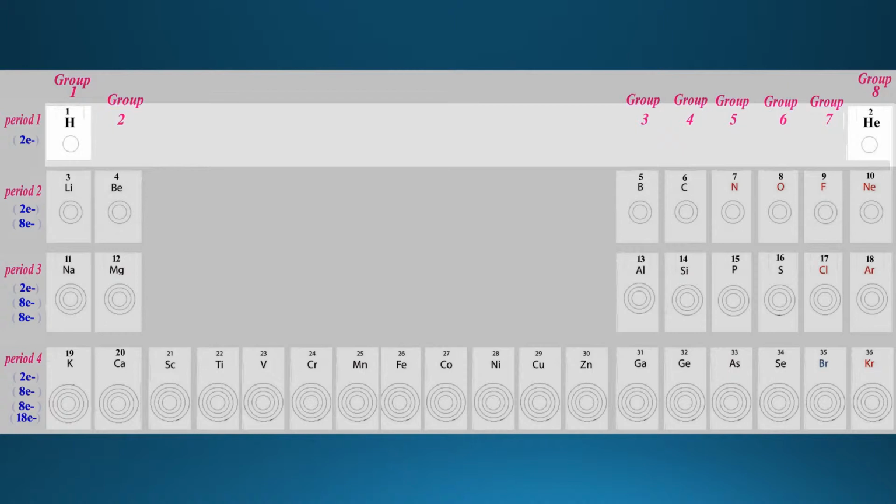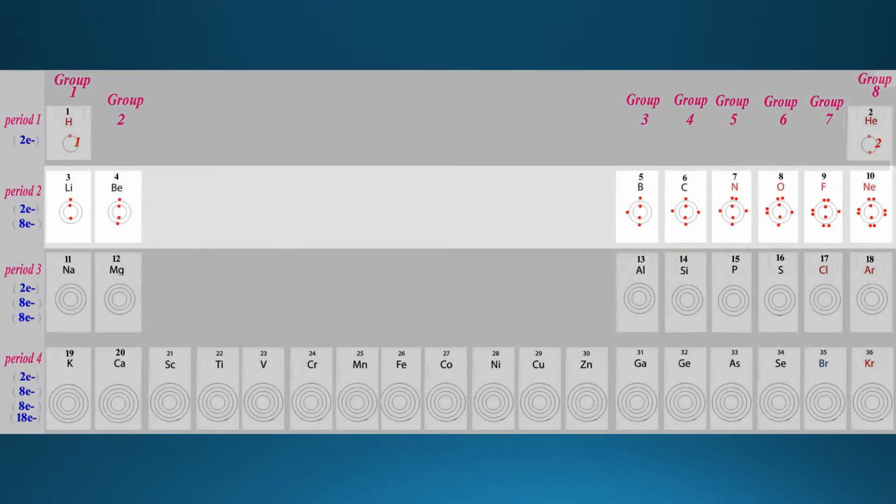Let's look at period 1. Hydrogen has 1 proton. So how many electrons? It must be 1 electron. The second one, helium, 2. So how many electrons? Remember, the proton number must equal the electron number. So it must be 2 electrons. This is easy. Now look at period 2.